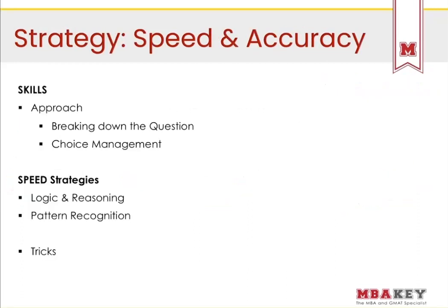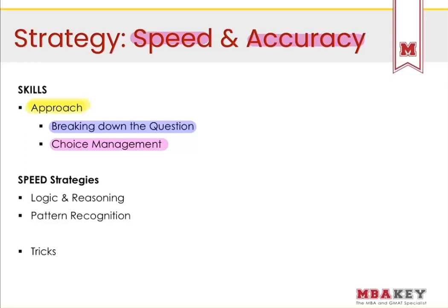So to sum up, whether you're doing math or verbal, finding the balance between speed and accuracy is a key to your success on the test. So at MBA Key, we teach you how to approach the question, what to look for, what to manage first. In doing so, you'll learn how to break down each question type. And as you go through your choices, you'll learn choice management skills. Which one do we get rid of quickly? Which one do we need to spend time on testing?